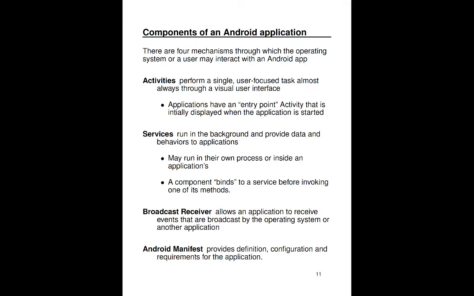While this isn't code, it's also important to understand the Android manifest mechanism for communicating and learning more about your application. It's the manifest that provides the definition, configuration, and requirements for the application. This is used by the Android platform when an application is installed. The manifest is consulted to determine things like what permissions it needs and what system resources it needs access to.